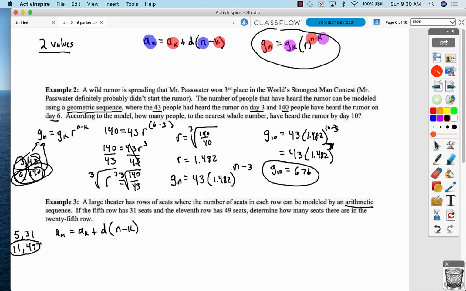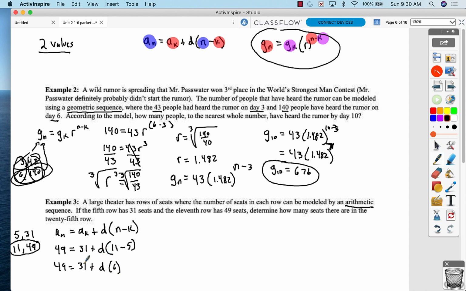So this is the term that's further along the line. That's farther. Okay, so we're going to put that output into 49. This ensures it's a positive number here. Okay, and then 49, what's my other output? It's 31. My goal is to find D, and once we get D, we'll go back to figure out what they want, the 25th row. Okay, what's the input for the 49? 49 was 11 minus the input for the 31. That was the 5th row. So now we have 49 equals 31 plus D times 6.